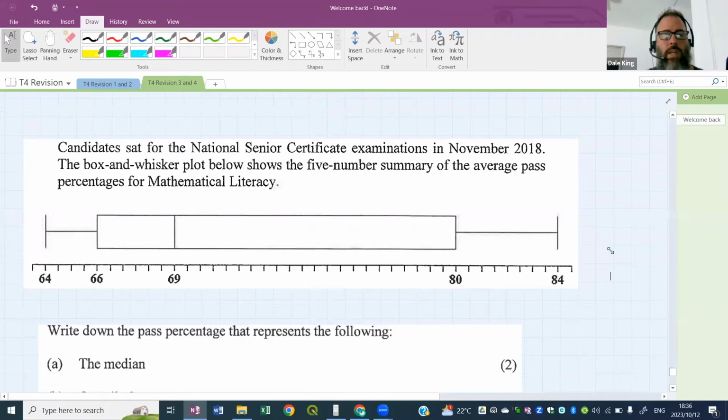All right. So we can see that this is a box and whisker plot. We'll come back and do the other questions, but let's finish this one first. This is a box and whisker plot. For those that haven't seen one before, you should see one eventually. So it's good that you are introduced to it tonight. So it says here, the candidates sat for the National Senior Certificate, which you matrics are going to be doing soon, for the exams in November 2018. The box and whisker plot below shows the 5-number summary, and I'll talk about the 5-number summary, of the average pass percentages for math literacy. So this is the summary for the marks for math literacy.